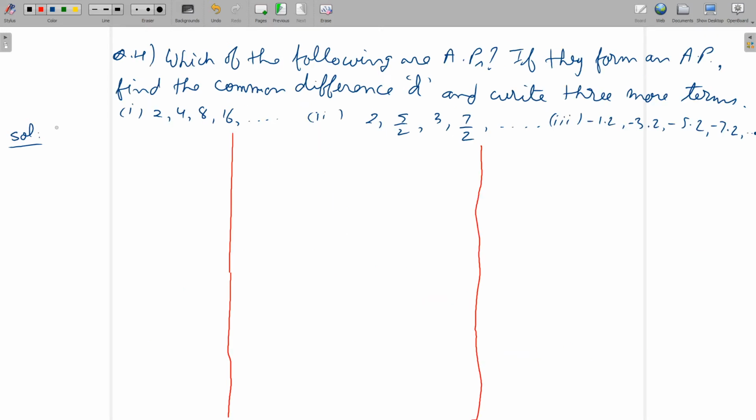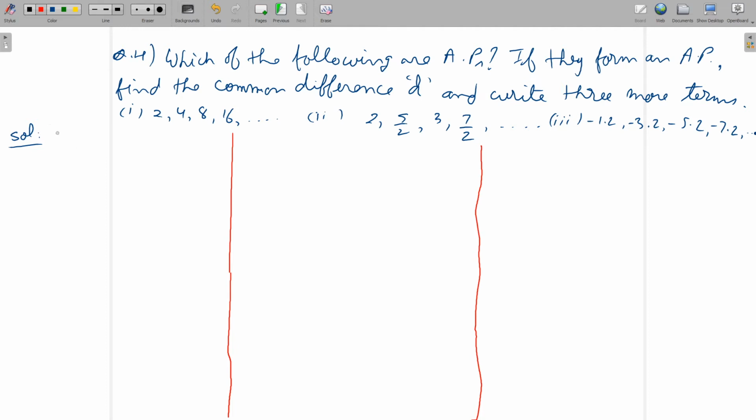Question number 4. Which of the following are APs? If they form an AP, find the common difference D and write 3 more terms. Here it is not given that the sequence is an AP. So first of all, we will have to prove that it is an AP. Directly we cannot write A1 and D. So here we apply the definition of arithmetic progression.